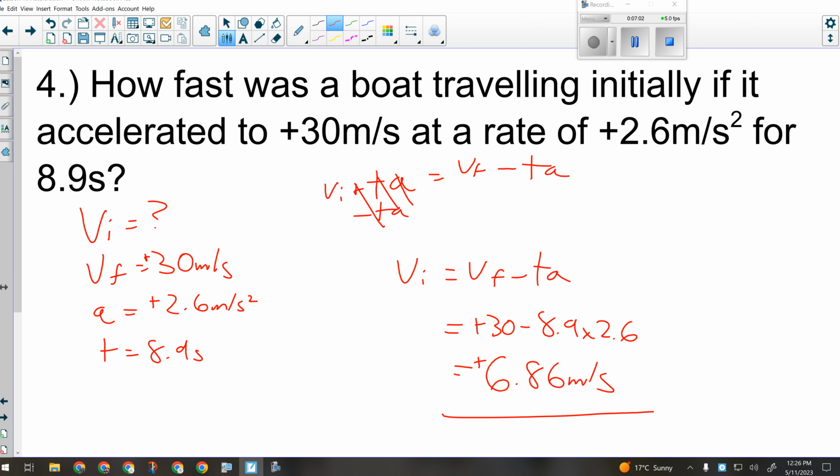Is that possible when an object is accelerating? It is. If I had, let's say, as an example, a car driving up a hill and it runs out of gas, is it going to keep going up the hill? As soon as it runs out of gas, it's going to start accelerating down the hill. Is it going to move down the hill right away? No, it's going to keep going up the hill, and then it's going to start going down the hill.